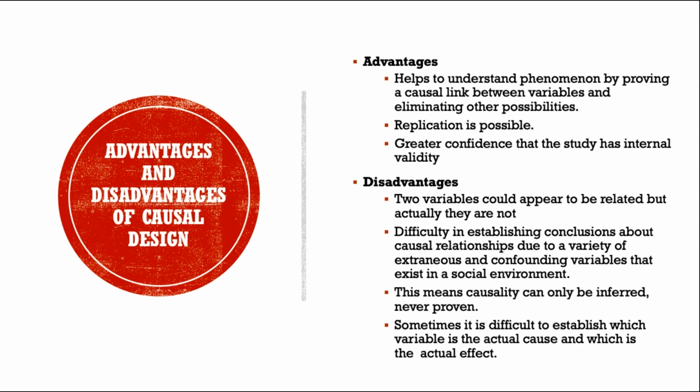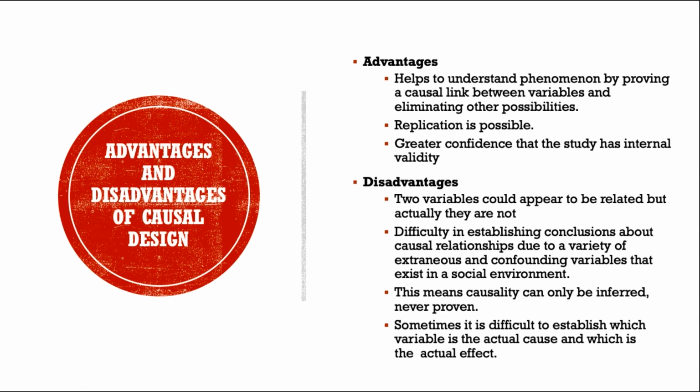So what are the advantages of a causal design? It helps to understand phenomenon by providing a causal link between variables and eliminating other possibilities. It will show you that some variables have significant impact, others do not have any significance, so we eliminate them. We will know that other variables are not significantly contributing to that phenomenon. And replication is possible. You can replicate the study or the design to other scenarios, to other contexts, in different time periods. A greater confidence that the study has internal validity.